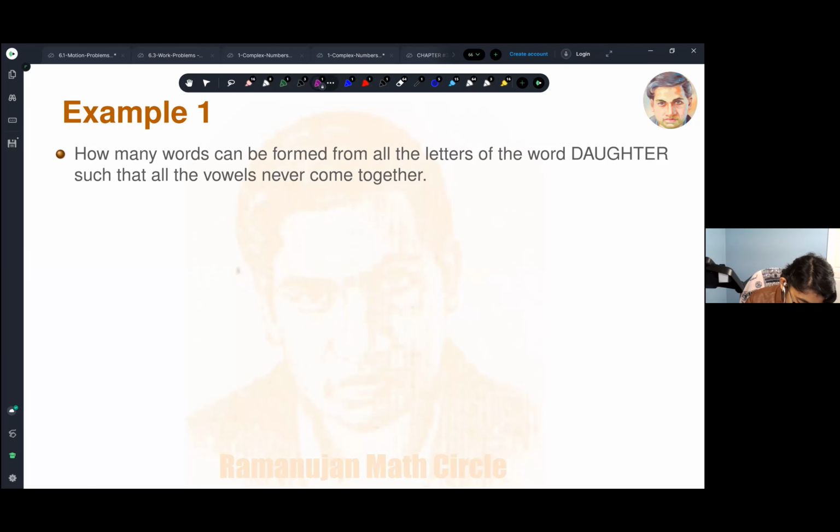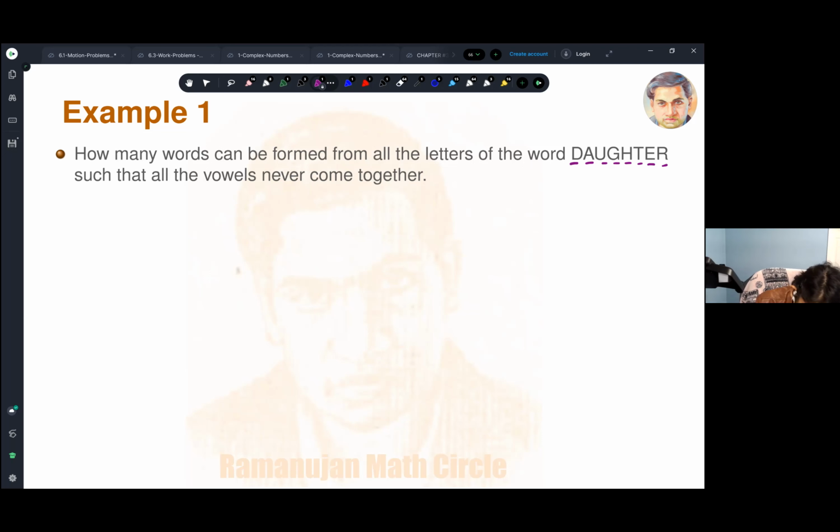Okay, so the question is how many words can be formed from all the letters of the word daughter, right? So daughter has how many letters? 1, 2, 3, 4, 5, 6, 7, 8. So we're going to apply complementary counting over here.